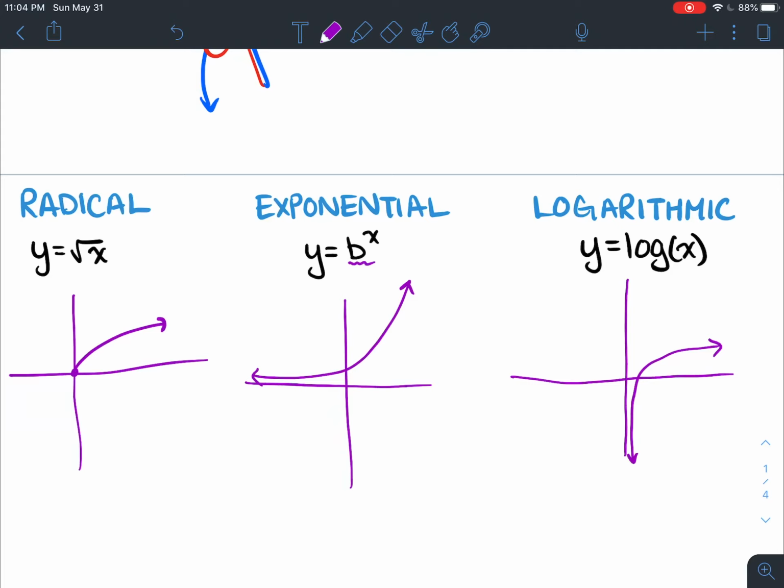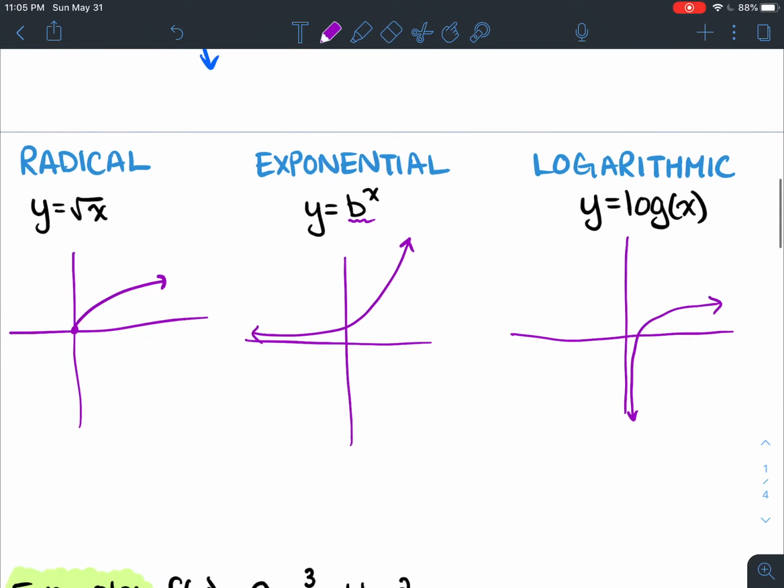And in grade 11, you did a bunch of those kinds of things. Remember that? Okay, so we're not getting into that, but just so you remember the basic shapes.